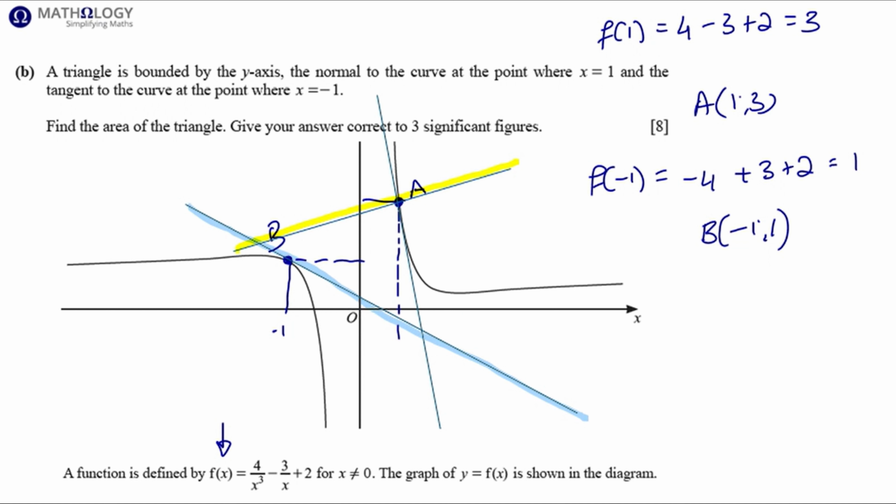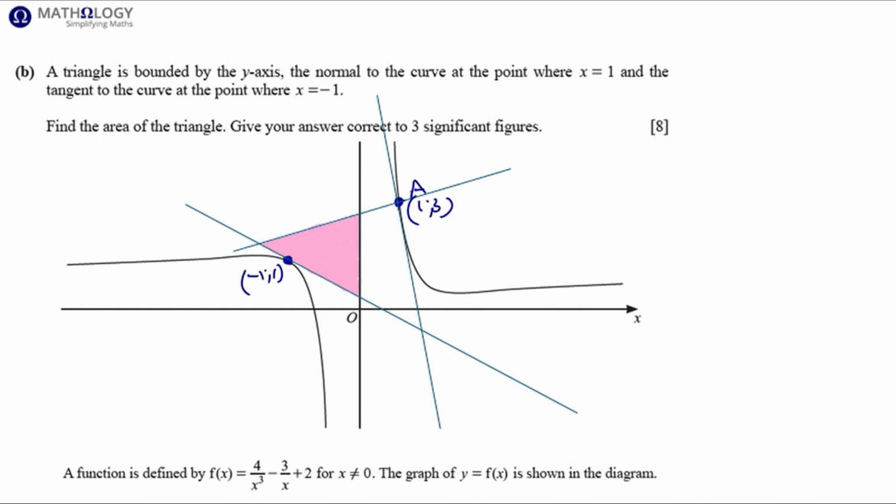And now a triangle is bounded by this normal and this tangent and the y-axis. So we now have this shaded area for which we need to find the area. Now to find the area of this triangle, we are going to be using the area rule. It's not a right angle triangle, which is quite evident. So we are going to need to find two sides of this triangle and the size of the included angle.